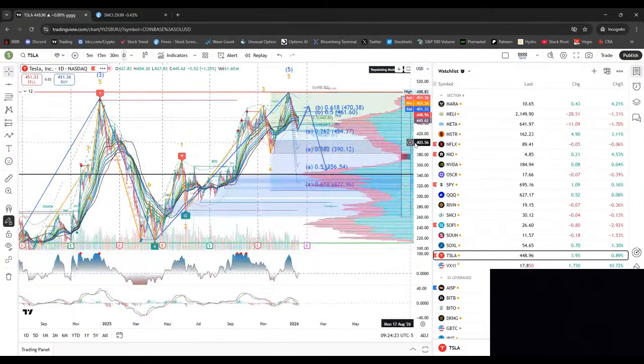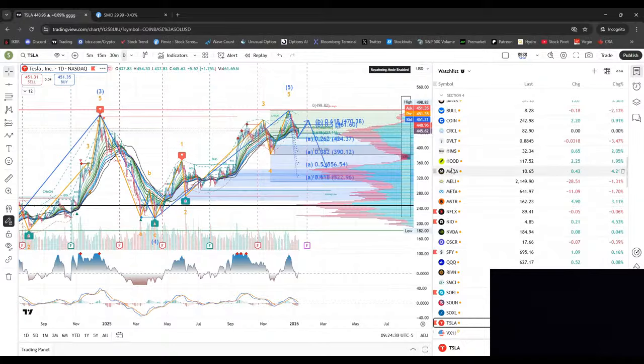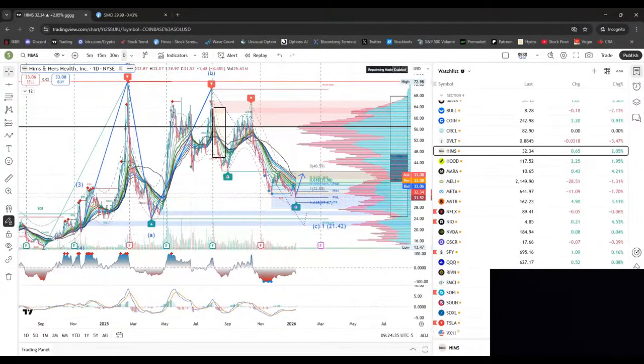What do you see here? The price went up, down, again up, right here. Let's look at the HIMS to understand the chart. It has no relevance, but just the chart. What happened? Price shoot up, down, again shoot up, down, mark the lower high, sell off to the previous low.